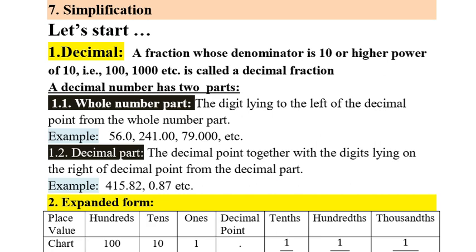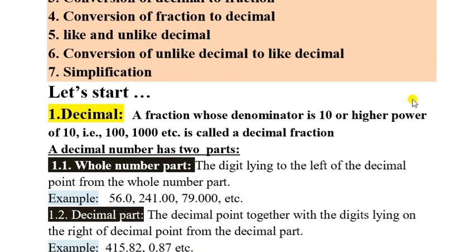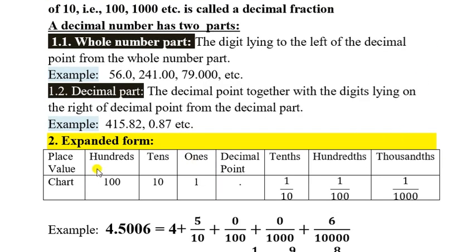Now I'm going to explain the expanded form of a decimal number. Before going to this, I think you have learned this table. Place value: according to place value we get hundreds place value, tens place value, ones place value, and for decimal we get new place values, that is tenths place value, hundredths place value, and thousandths place value. Remember this: in tenths place value it will be 1 by 10, hundredths place value it will be 1 by 100, and thousandths place value it will be 1 by 1000.